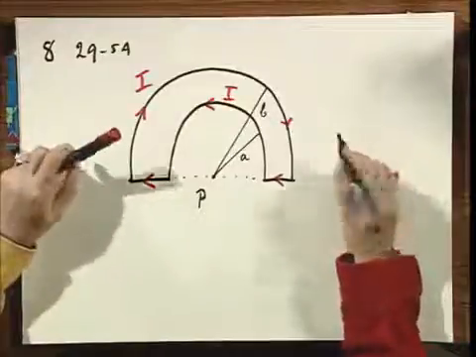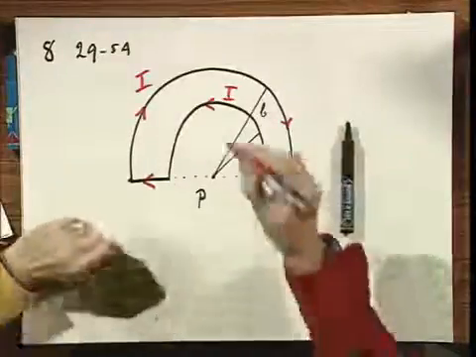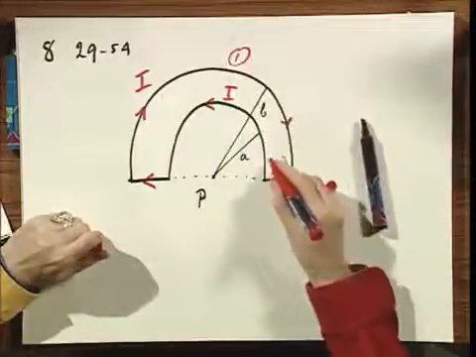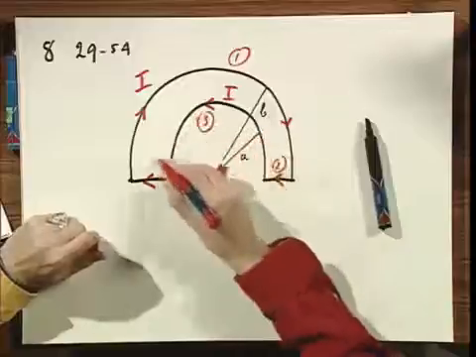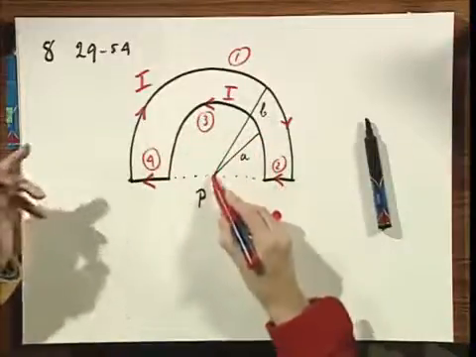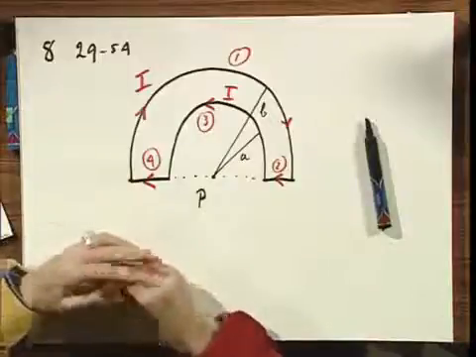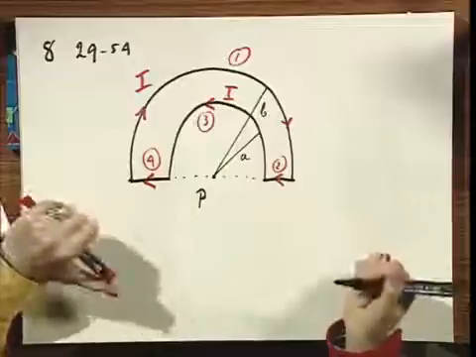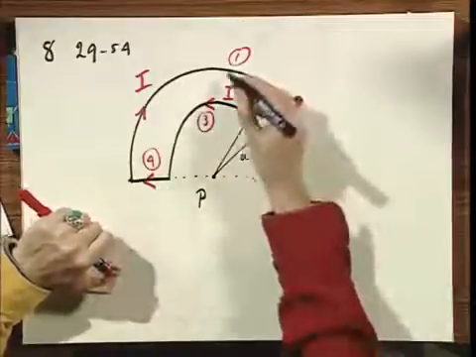Well, if we again give these lines numbers 1, 2, 3, 4, then it's immediately obvious that 2 and 4 do not contribute to the magnetic field at P, because the sine of theta equals 0 in this cross product. So we only deal with 3 and with 1.